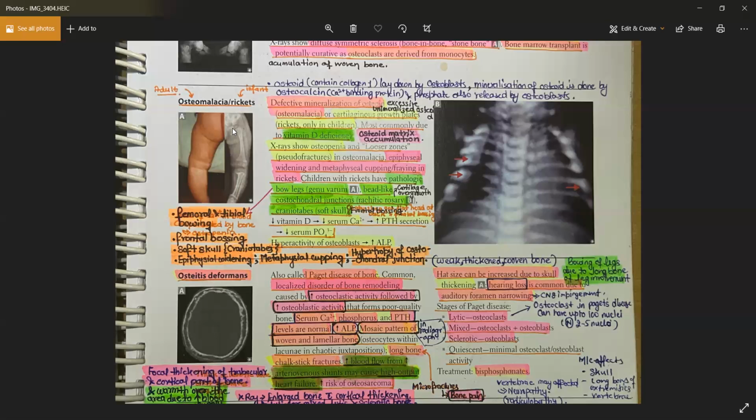Any doubt? No, thank you. So that's about osteomalacia or rickets.